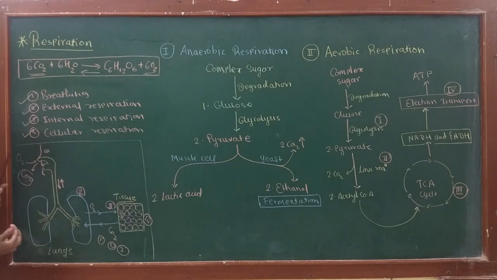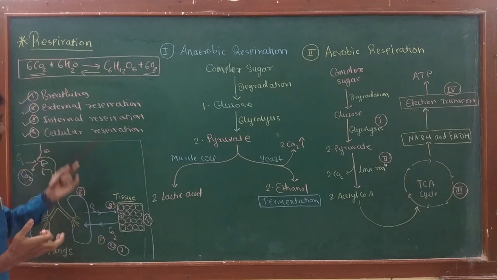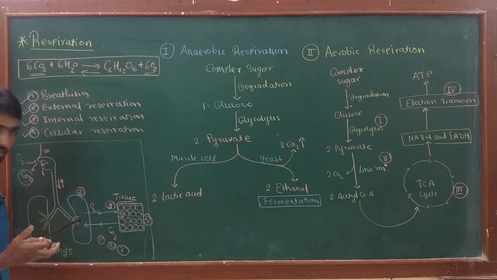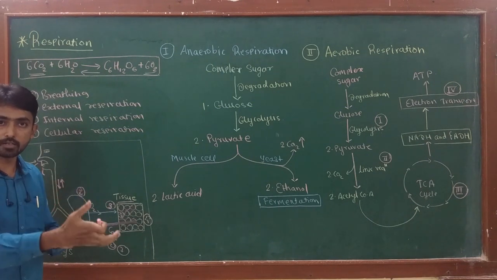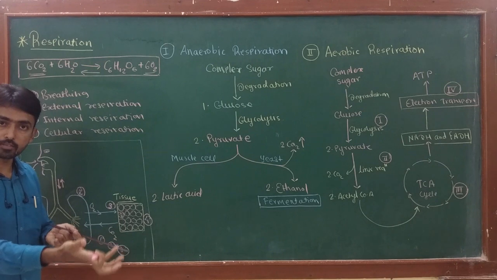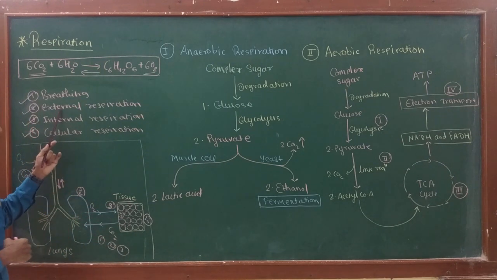Okay, so these 4 things you have to remember before starting with the actual respiration. That is breathing, the process in which oxygen is taken in and carbon dioxide goes out. Then external respiration occurs inside the lungs, when oxygen from the air is transported into the blood, and at the same time carbon dioxide from the blood is transported into the lungs. It is called external respiration.